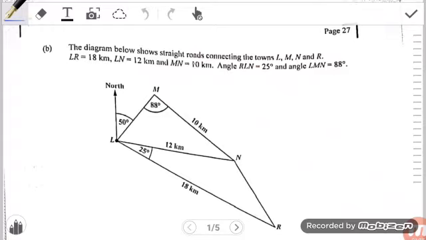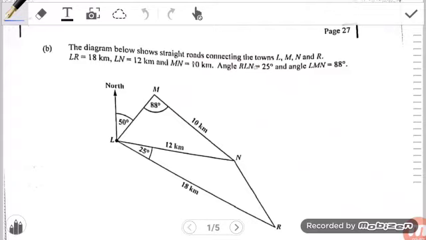For this first question, the diagram below shows straight roads connecting the towns L, M, N and R. LR is 18, as you can see right here, L to R is 18. LN is 12, so L to N is 12. MN is 10, M to N is 10.